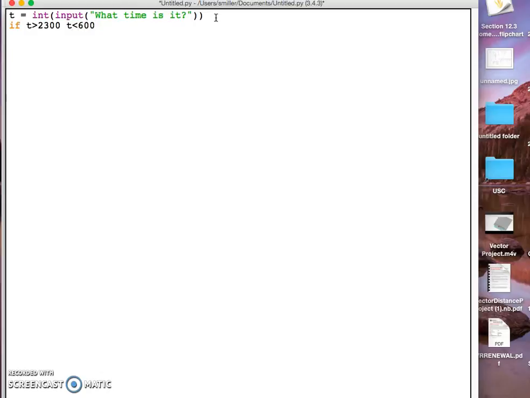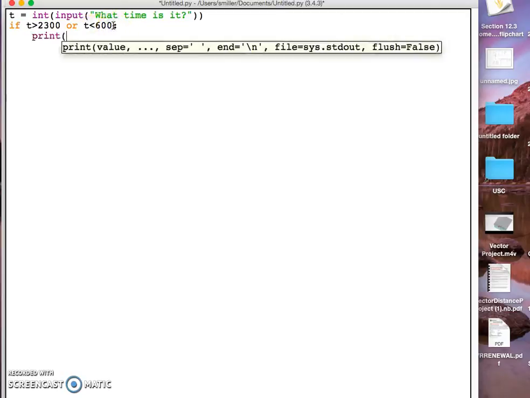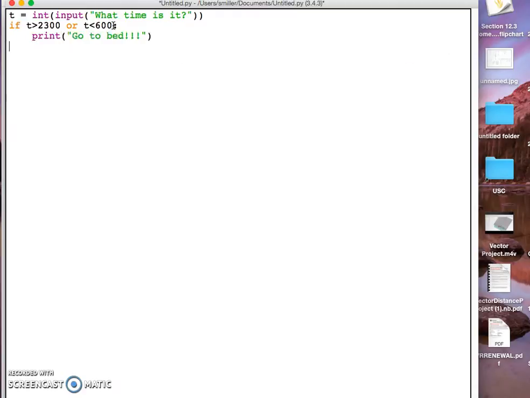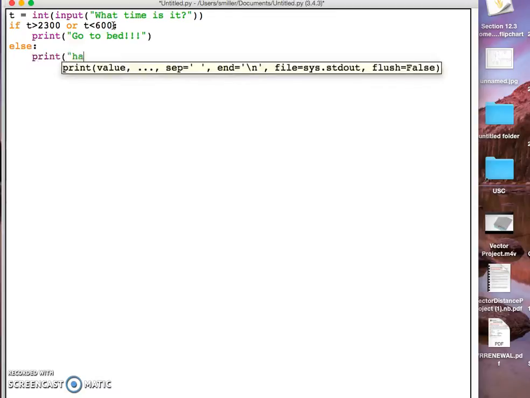And the question here is, well, what goes in between these to make this happen, right? It's a logical operator, but which one? Well, can I have a number that's both greater than 2,300 and less than 600? No, that's impossible. So we're going to have an or here. If t is greater than 2,300 or it's less than 600, then I want to say go to bed. Okay. Otherwise, I can say have a nice day.